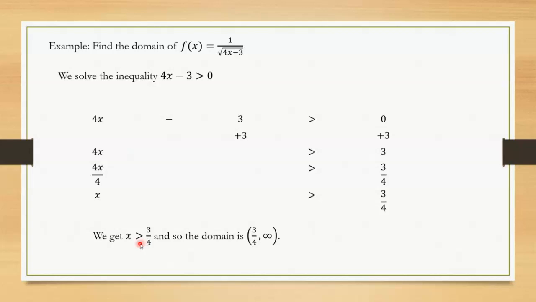Well, this gives us the interval here. So this is the domain. So again, we had the square root of something, right? That something is 4x minus 3. So we want to know, when is that positive? And we only want positive because it's in the denominator. Okay? And that's what I'm doing here. We're solving this inequality, and we get this. And from here, we get this interval.